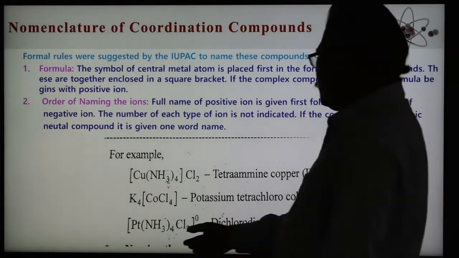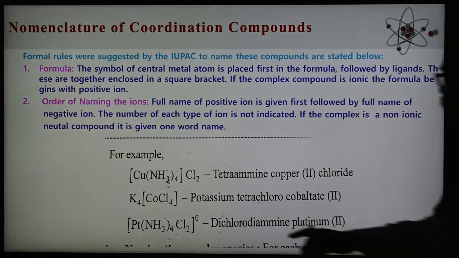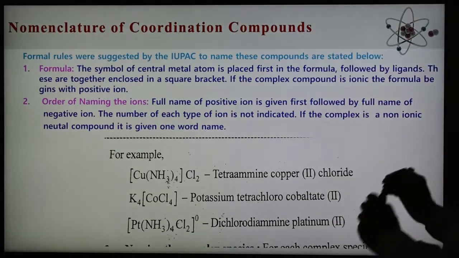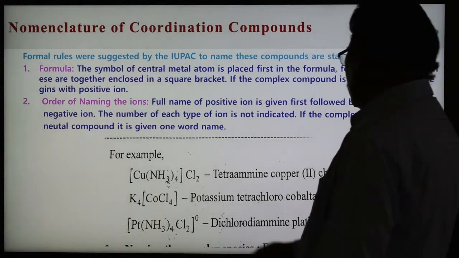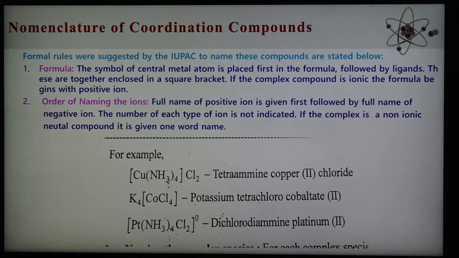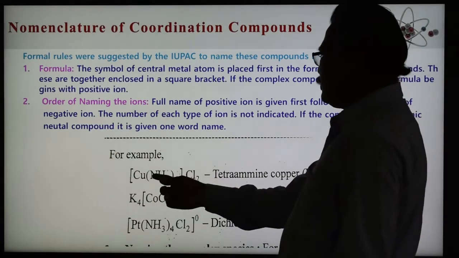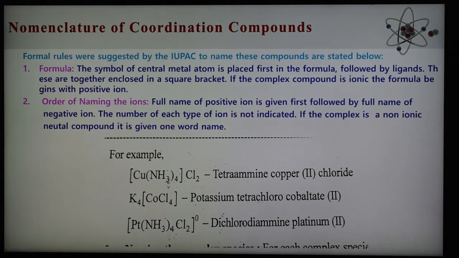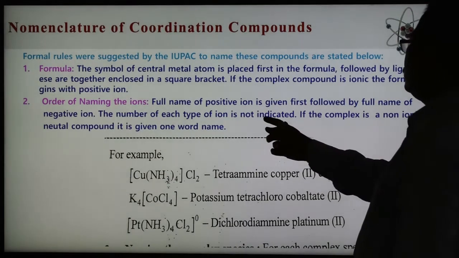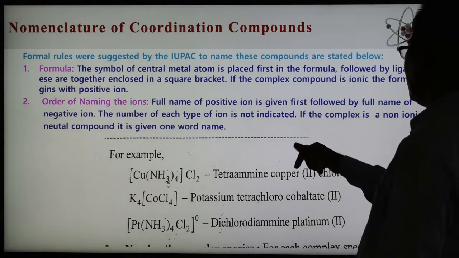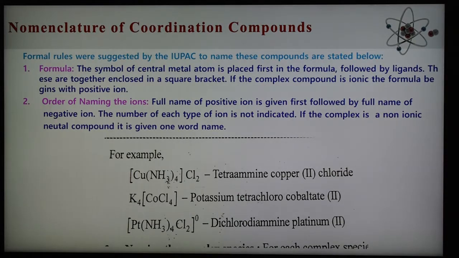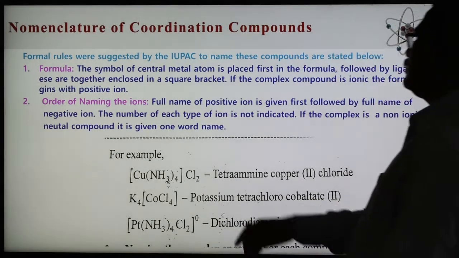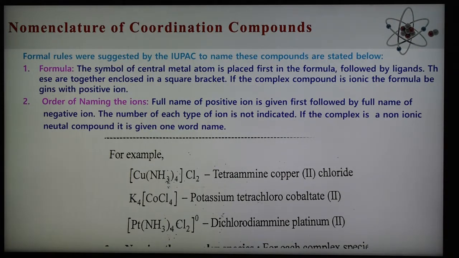The third example is not ionic, therefore we have to write a one-word name, diamminedichloroplatinum(II). In this way we write the order of naming: positive ion first, then negative. No need to indicate the number of ions. And if the complex is non-ionic, then write the one-word name. So 1, 2, 3 are the examples of the order of naming the ions.